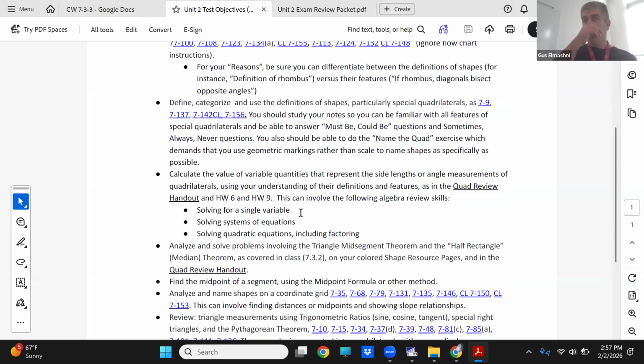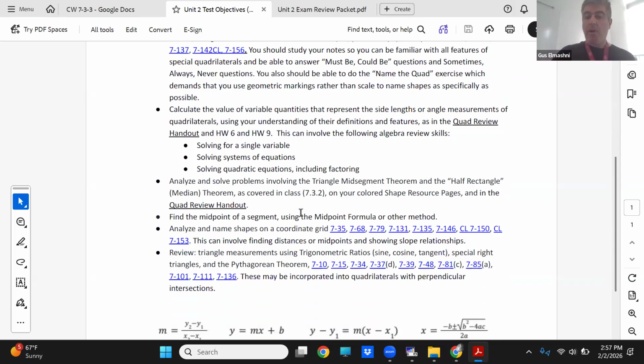I think a big one, to be honest, is this kind of stuff, the algebra. I'm a big proponent of these kinds of questions. Like Homework 6 and 9, those worksheets where you're given shapes and you had to know the properties and find what X was. You had to make these equations. These are good ones. Some of these might involve systems of equations or quadratic equations, factoring, or solving for a single variable.